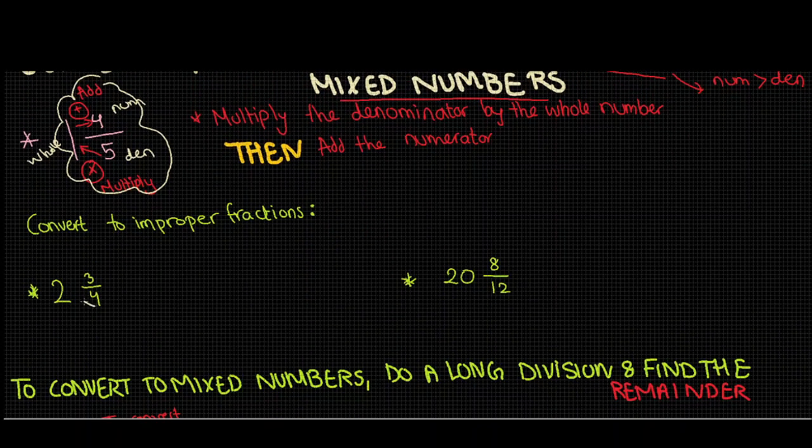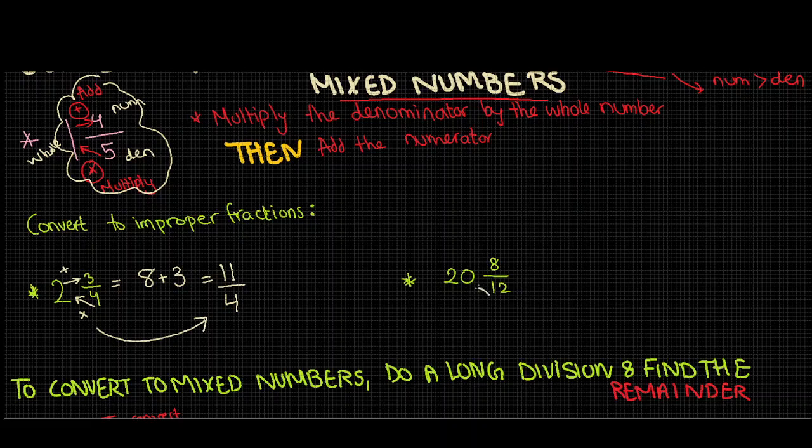So first of all, we do 2 times 4, and then 4 times 2 plus 3. So 4 times 2 is 8, plus 3, that is 11. And we put it over 4.